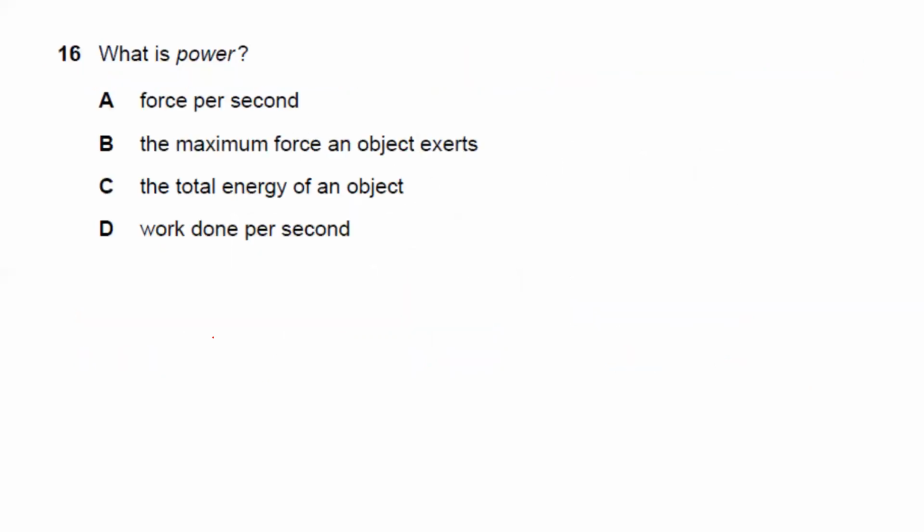Next question. What is power? Power is basically work done per unit time, where the unit for time is seconds. So power is work done per unit time, work done in joules, time in seconds. Okay, so the best answer is D.